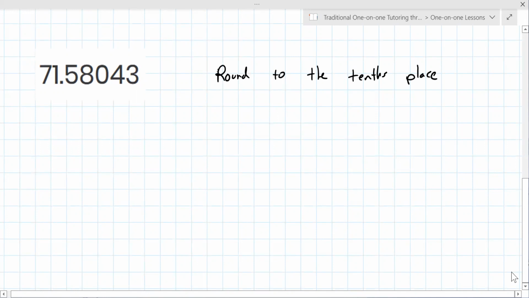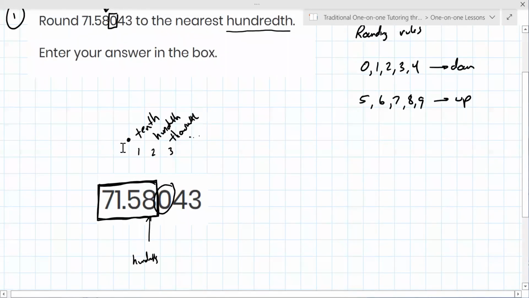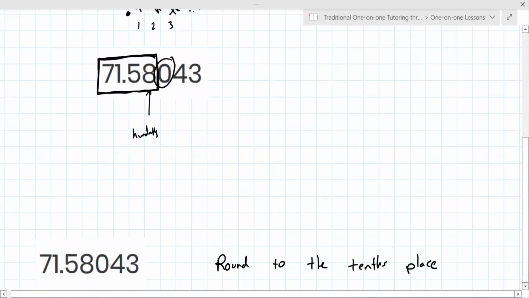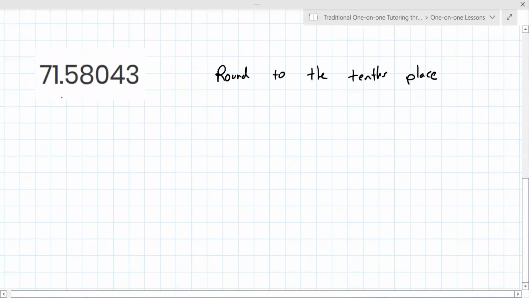Which digit is in the tenths place? The 1. Okay, let's go back and look again. So to the right of the decimal, this is right of the decimal. What is the first digit after the decimal to the right of it? The tenths. Okay. So where is the decimal? You have to identify the decimal. There's the decimal. Tenths. That's right.